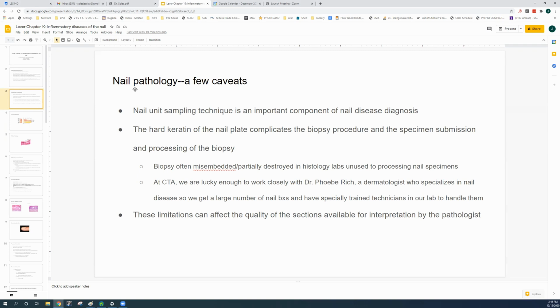Here at CTA, we're lucky enough to work closely with Dr. Phoebe Rich, who's an internationally known dermatologist who specializes in nail disease. So we get a large number of nail biopsies and have specially trained technicians in our lab to handle them. So all of these limitations can affect the quality of the sections available for interpretation by the pathologist.